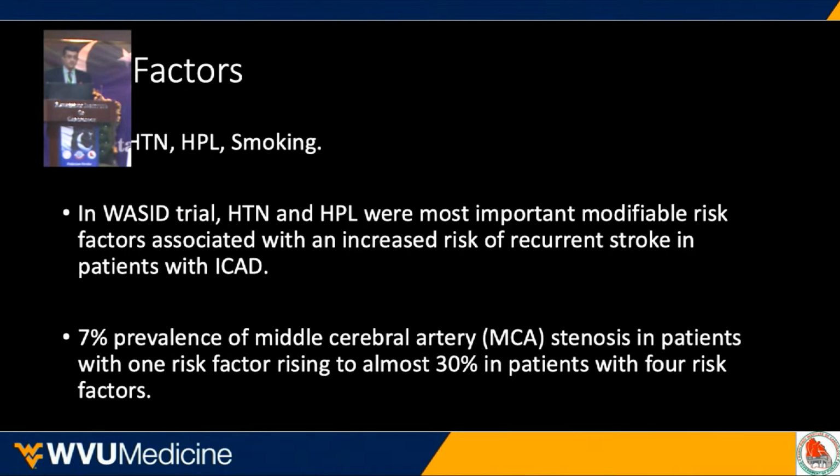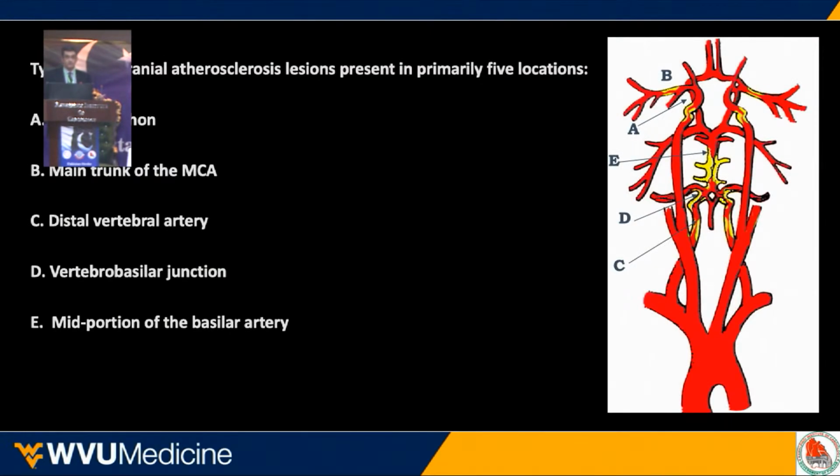Hypertension and hyperlipidemia were the most important modifiable risk factors in the WASID trial. And if someone had one risk factor, the prevalence of an MCA stenosis was 7%, going to 30% with 4 risk factors. So similar risk factors, slightly different vascular histology. And these are the common locations of intracranial atherosclerotic disease.